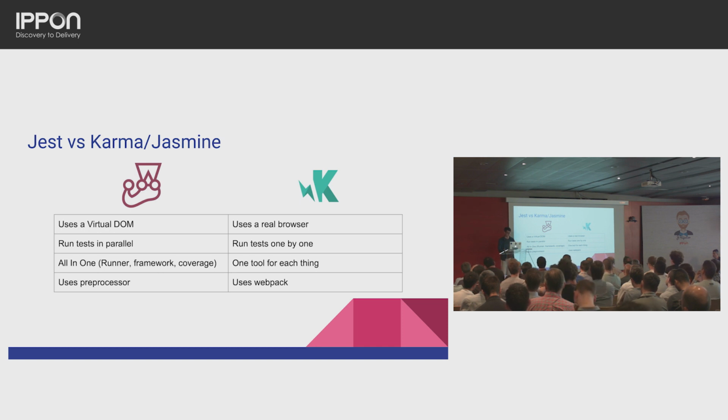Which is good also with Jest. It's one dependency. You have the runner, the framework, the syntaxes, the coverage reporting. It's only one, so you have fewer dependencies to manage in your front-end application. And instead of running tests on top of a Webpack compilation, it uses a preprocessor, so it compiles code on the fly while running tests. So again, the big point for Jest is the performance.